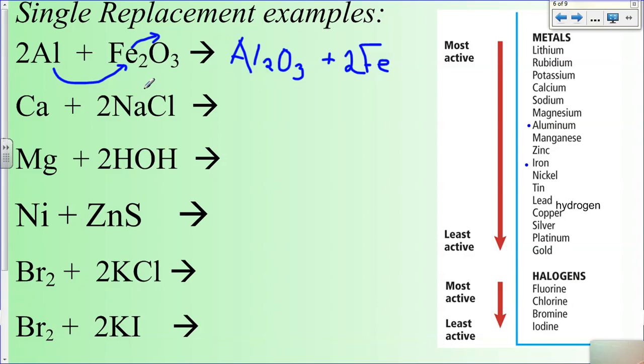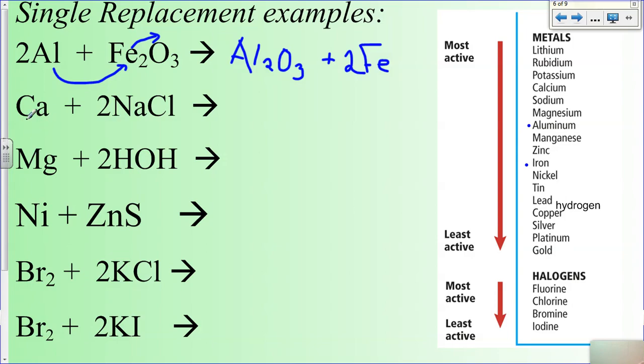Remember, both sides have to show equal numbers and type of atoms. 2 aluminum on the left, 2 on the right, 3 oxygen on the left, 3 on the right, and here's our 2 iron here and 2 iron here, so that equation is balanced.